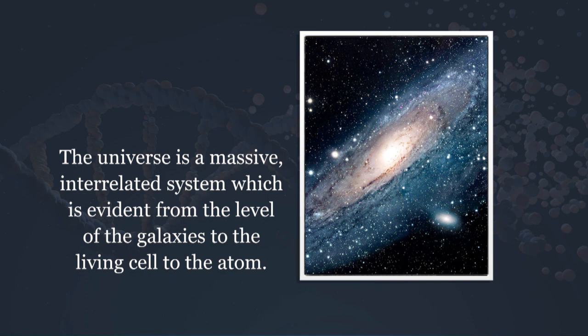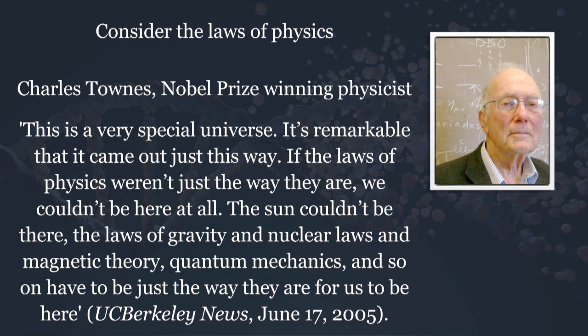The universe is a massive interrelated system, which is evident from the level of the galaxies all the way down to the living cell to the atom. For example, Charles Townes, a Nobel Prize-winning physicist, said this is a very special universe. It's remarkable that it came out just this way. If the laws of physics weren't just the way they are, we couldn't be here at all. The sun couldn't be there. The laws of gravity and nuclear laws and magnetic theory, quantum mechanics, and so on have to be just the way they are for us to be here. And he's saying it as an evolutionist, saying this is amazing that it worked out this way. He uses the word remarkable, but it's not really remarkable except that God made it that way.